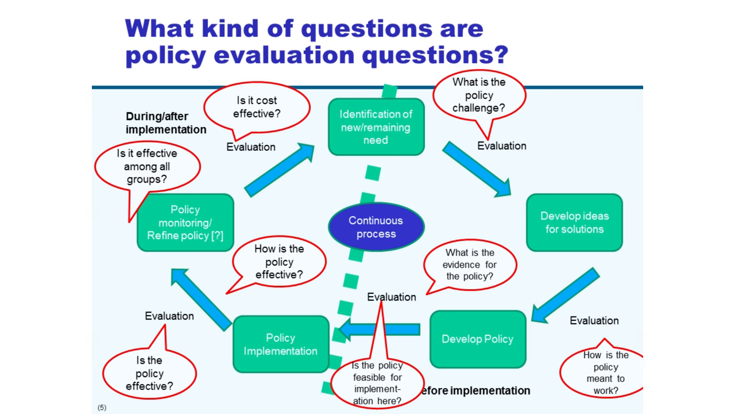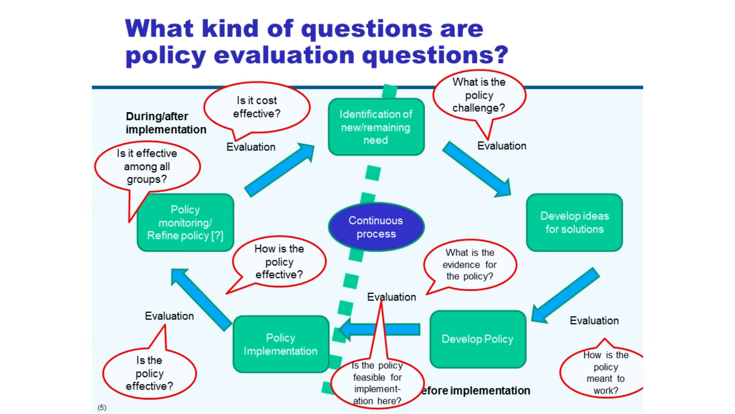So the types of questions we might want to ask at these different points are: what is the policy challenge, what's the policy meant to do, how big is the challenge, and then how the policy is meant to work. After we've developed some ideas, what's the policy meant to do? Then gathering evidence for the policy, which is something the Epicentre is really involved in doing. So thinking about whether the policy's worked elsewhere, how it's worked, and so on. Then thinking about more feasibility and implementation questions.